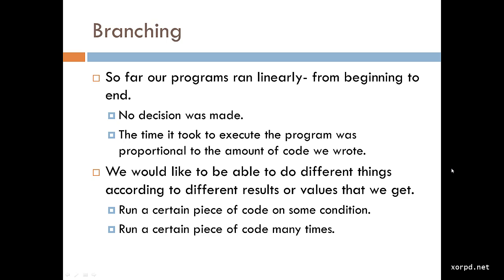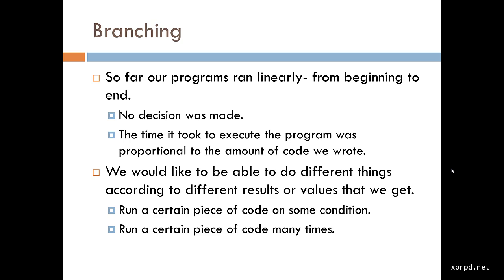Branching. So far, our programs ran linearly, from beginning to end. It means that no decision was made, and also the time it took to execute the program was proportional to the amount of code we wrote. That means that the program always finished very fast because it ran every instruction only once. Therefore, the time it took to run the program is proportional to the amount of actual code that we wrote, which is not very interesting. That actually means that if we want the computer to do much work, we have to write much code ourselves, which is not what we expect as programmers.